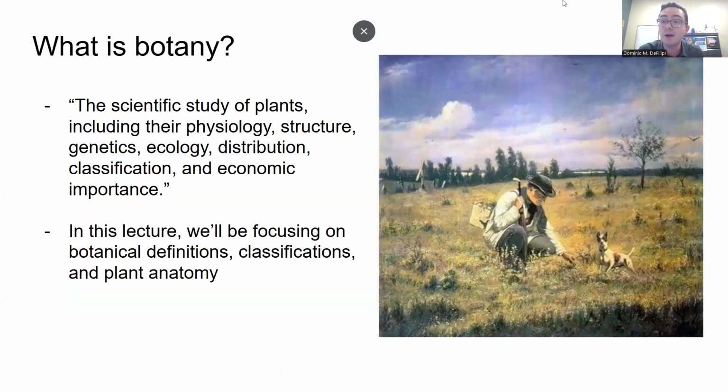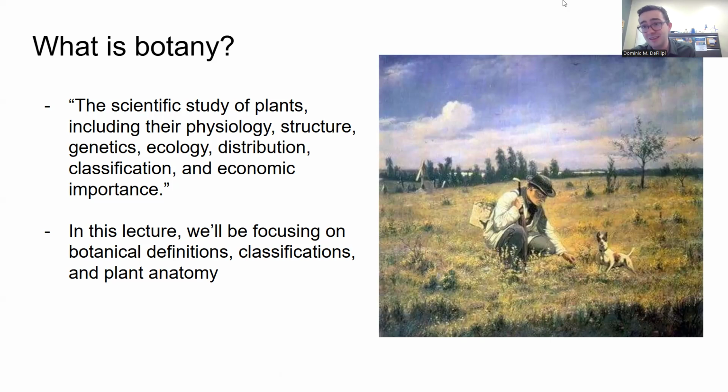Well, broadly, botany is the scientific study of plants, including their physiology, structure, genetics, ecology, distribution, classification, and economic importance. So it's a very multifaceted study. We're not just talking about plant anatomy. We're not just talking about classifying, oh, this plant is a flower, this plant is a bush. No, it's much more nuanced and physiologically and scientifically rigorous than just that.